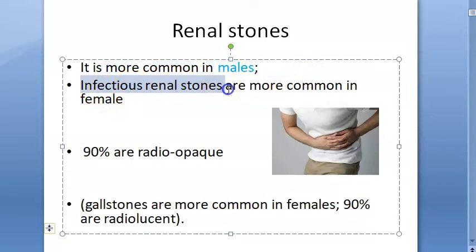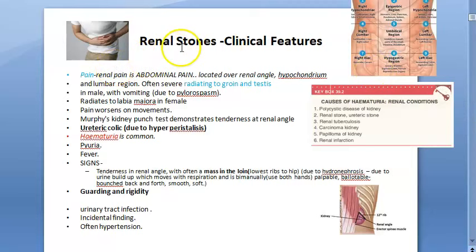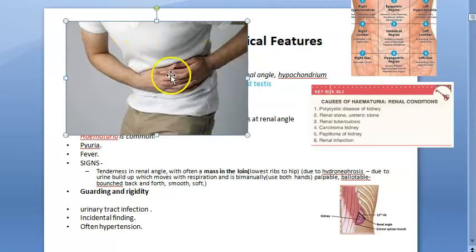But the infectious renal stones are more common in females. Okay, this if you want you can remember. Now, what are the clinical features? How will these people come to you? First of all, realize that they will have pain in the loin, abdominal pain basically. So loin is this area below your lower rib and above your hips, right? That is the loin, and here they will have pain.